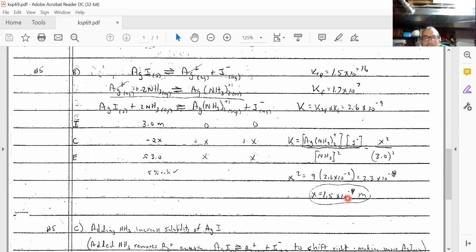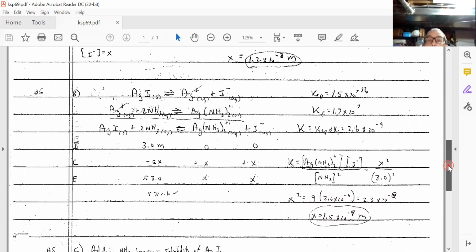Still not that soluble, but let's do a comparison. 1.5 times 10 to the negative 4th compared to 1.2 times 10 to the negative 8th in water. That's 4 orders of magnitude. That is almost 10,000 times more soluble than it was in water. So there's a significant contribution to making it become more soluble.